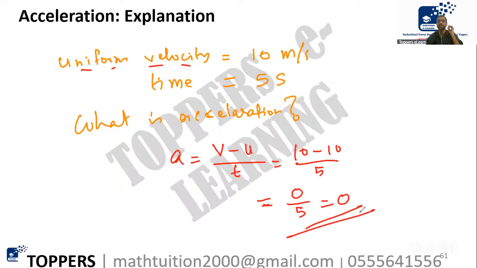Therefore acceleration is 0. Whenever a body is moving with uniform velocity, there is no change in velocity. Velocity is not changing, so change in velocity is 0, and acceleration is 0. If acceleration is 0, then the body is moving with uniform velocity. Otherwise, it will be at rest.